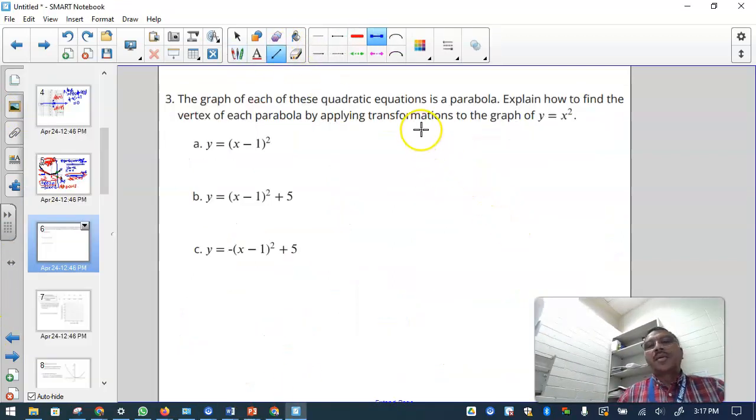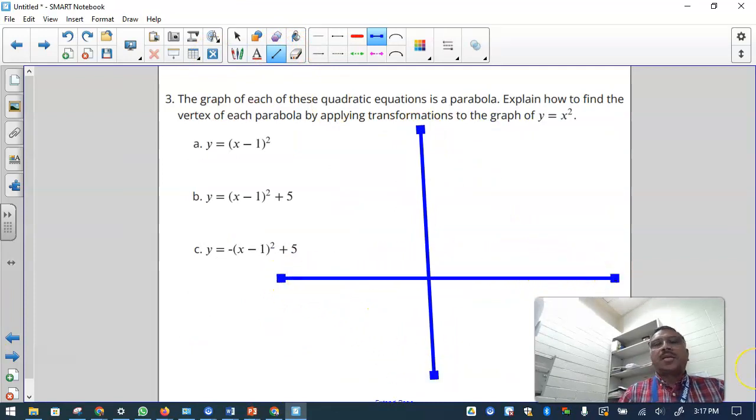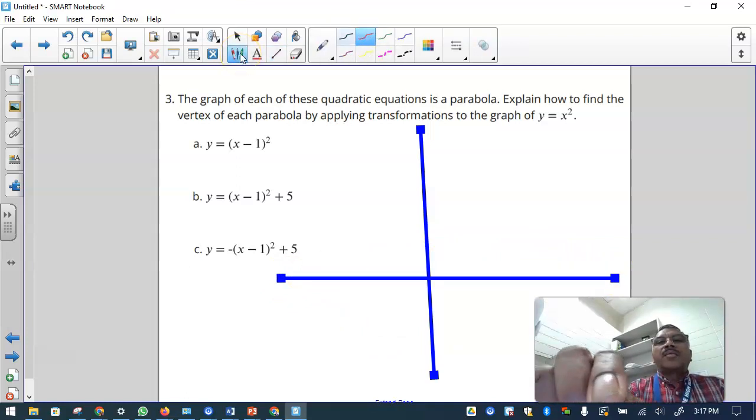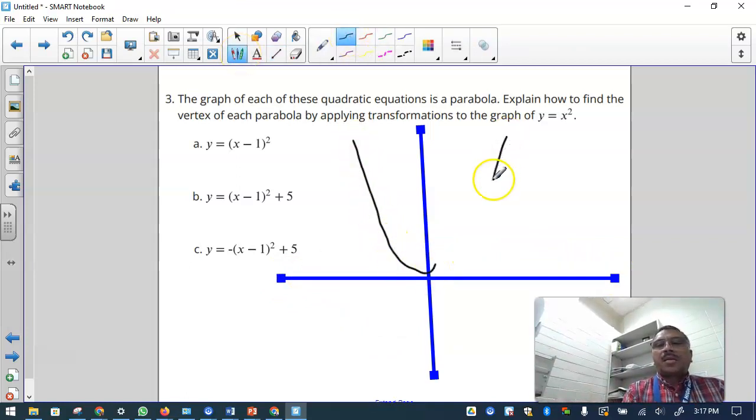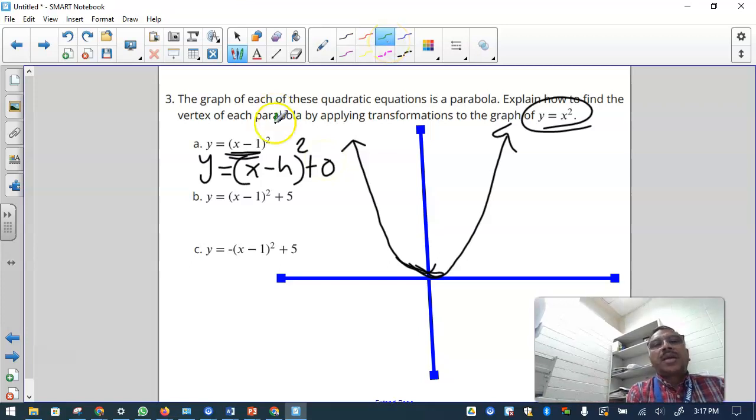Now the original function, the square function. The original function is like this, just a square. Now the question asked, what is this? You can compare with x minus h, the whole square, plus k. That means h is 1, and k is 0.